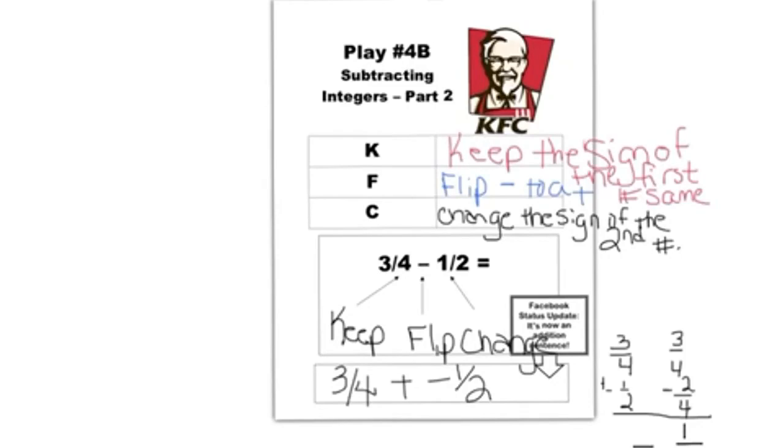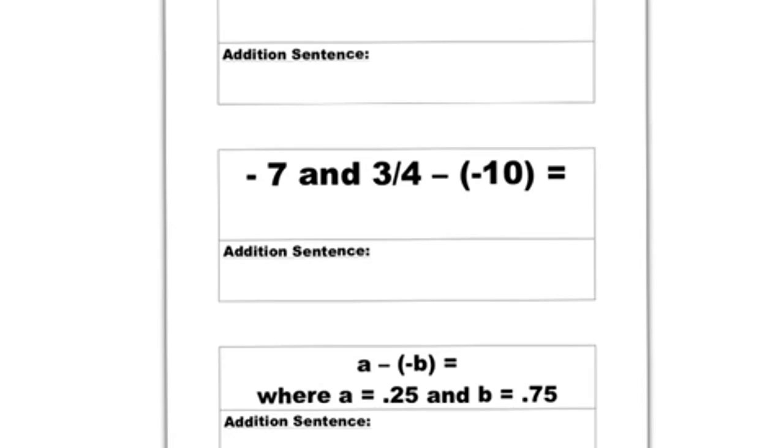Let's go ahead and go to your next page. We're going to do some different examples using KFC. Now we've got some decimals. Negative 6.5 minus 9.25. Let's rewrite it as an addition sentence, because we now know that every single subtraction problem can be written as an addition sentence using KFC.